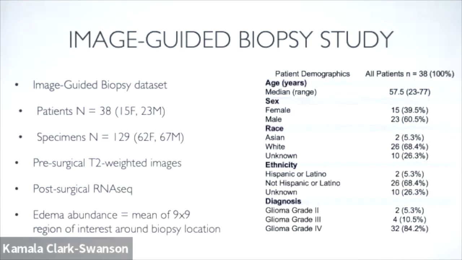So Lee also did a great job introducing our image-guided biopsy study, so I can kind of skip through the slide a little bit. We did use 38 patients from that study who had 129 specimens. About 40% of our patients were female, and close to half of our specimens came from female patients. So we calculated our model based on pre-surgical T2 weighted images. And of course, RNA-seq came after surgery from those samples.